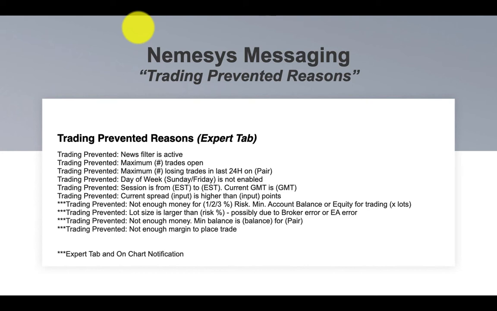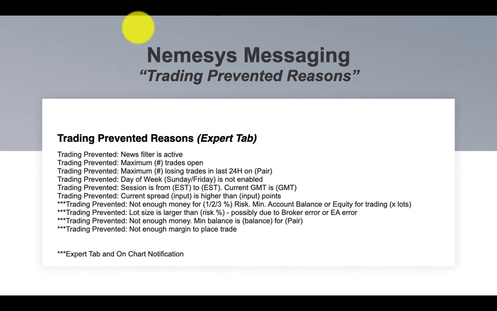All right. Next, trade prevented. Session is from EST to EST. So for me, mine is from 6 p.m. EST to 11 a.m. EST. It'll let me know your session is from 6 p.m. EST to 11 a.m. EST. Current GMT is whatever the GMT time is, and so I'm outside of my trading time frame. So if I get a diamond outside of the trading time frame, it'll let me know it prevented that trade because I'm outside. All right.